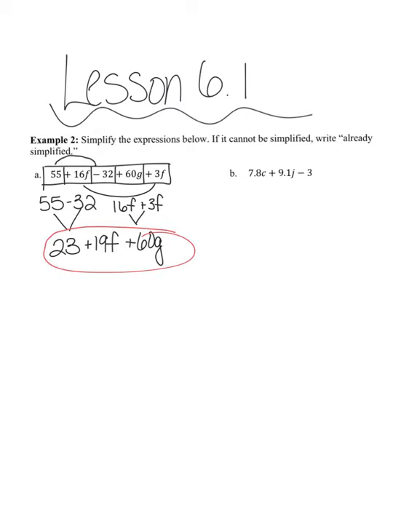Now let's look at the second one here. We've got B, 7.8C plus 9.1J minus 3. Now I could go ahead and box in my terms here, but the first thing that I notice is I've got the variable C, and I've got the variable J, and then I've got just the integer negative 3. And none of which have anything alike. So I have no like terms here, which means that this expression here is already simplified. So for this, I just need to state already simplified. There is nothing to be done here.